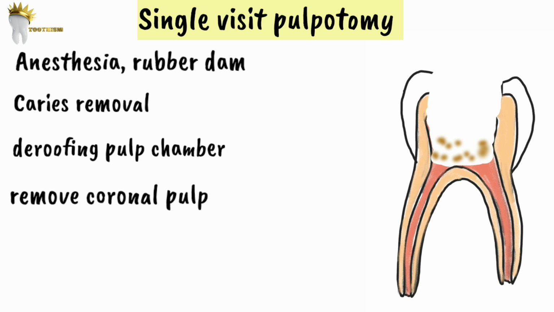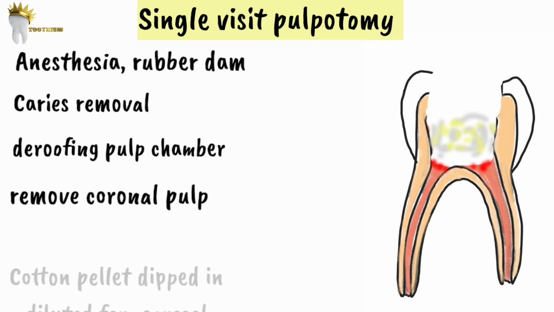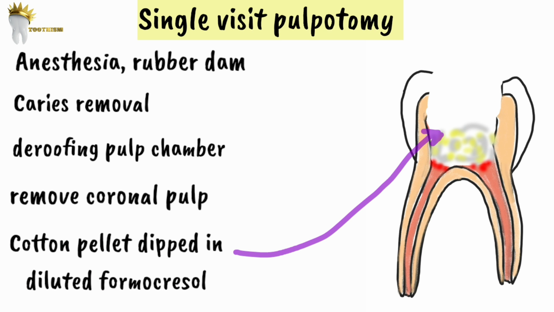All the debris is removed from the area and the area is cleaned well with saline. Following this, a cotton pellet is placed over the pulp stumps to achieve hemostasis. Now is the time you use formocresol. A cotton pellet is dipped in diluted formocresol and is placed over the stumps for 4 minutes. Over this, a dry cotton pellet is placed. This is done to avoid formocresol contact with the other oral tissues. After 4 minutes, the cotton pellet is removed.